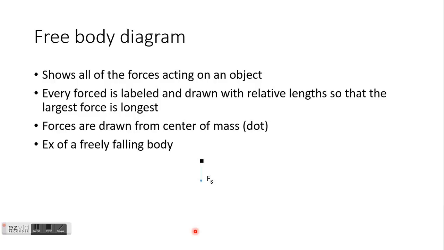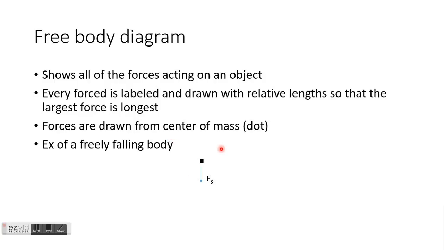Okay, so a free body diagram is a way of showing all the forces that act upon an object. So every force is labeled, usually with an F and then a subscript for whatever the force is. So the force of gravity, the normal force, which is just Fn, the force of friction, Ff, or sometimes a cursive F. Every force is labeled, and they have relative length, so that the largest force is the longest, because they're all vectors, so the length matters.